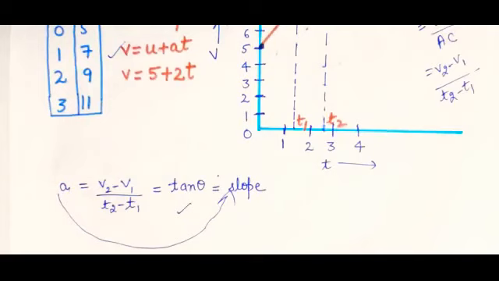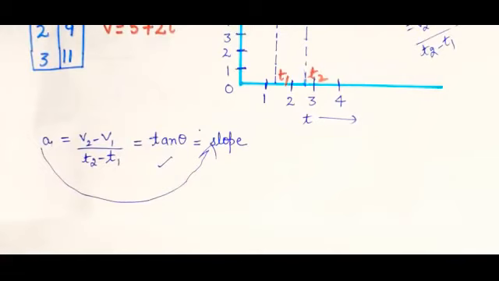So when the body is moving with uniform acceleration, the acceleration is equal to (V2 minus V1) upon (T2 minus T1). That is equal to tangent theta. And the slope of this graph gives the acceleration. The same results which we discussed. I repeat, there were 3 cases in distance time graph and 2 cases in velocity time graph.